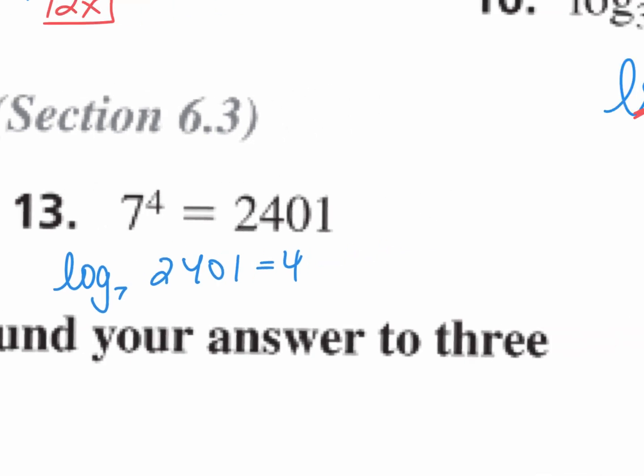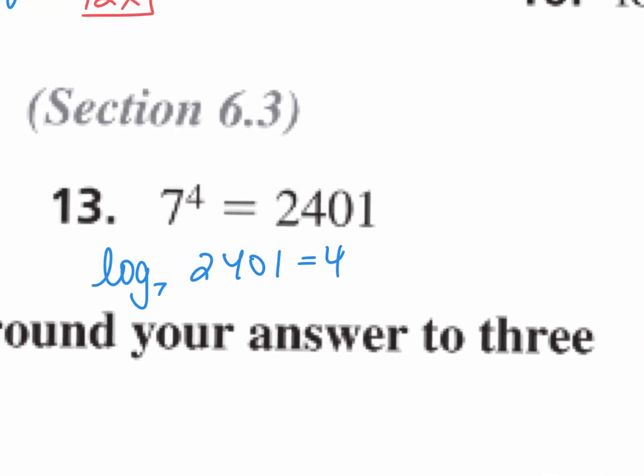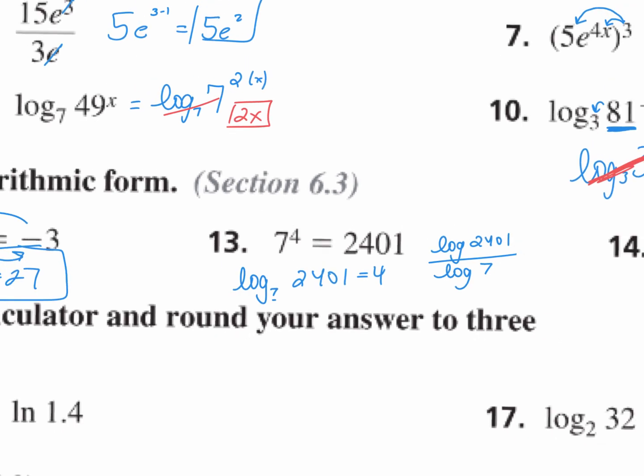How do you check that? Do you guys remember your change of base formula? Hit log of what number? 2401 divided by log what? Log 7. It's the log of the visually bigger number divided by log of the visually smaller number. It's the way to check.